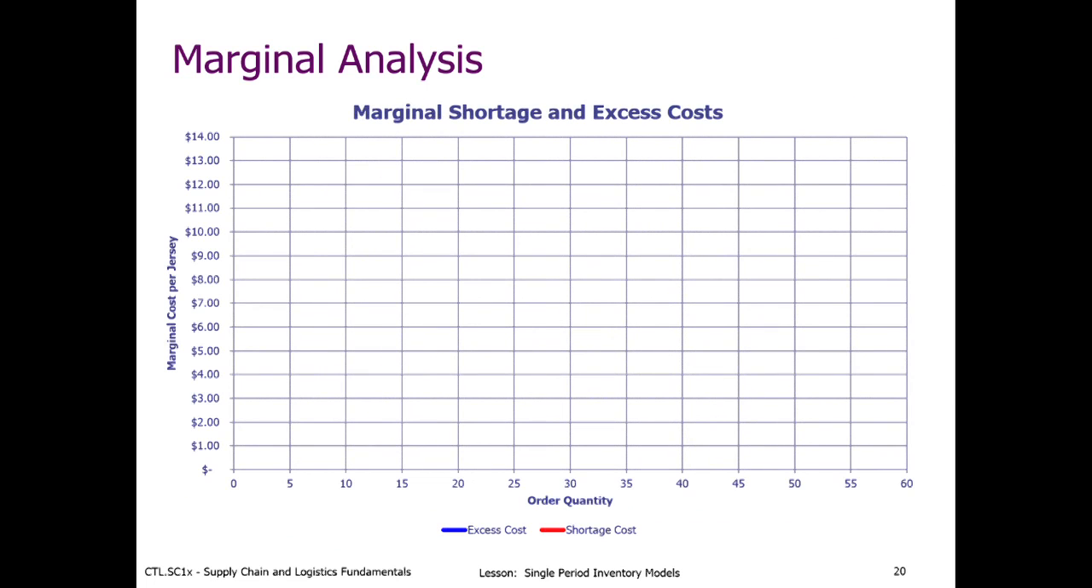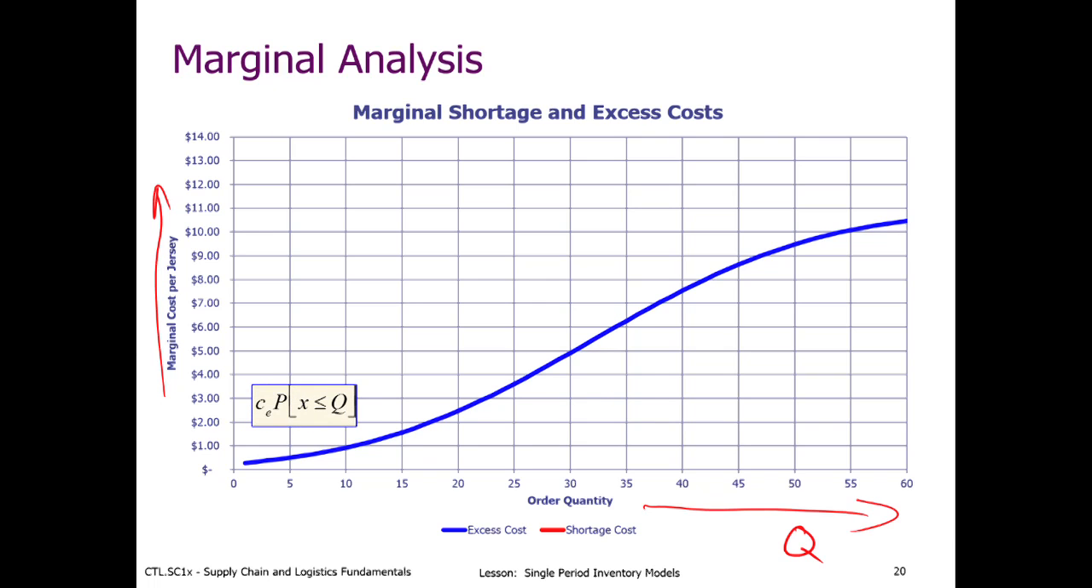So let's look at this in terms of the marginal cost. What I have here is a chart. Again, the horizontal axis is the Q, and this is the marginal cost per jersey on the vertical axis. If I look at this blue line, which is the excess cost, this is the marginal cost for being excess. So if I only order 10, and remember my distribution here was normal with a mean demand of 32 and a standard deviation of 11, in units of thousands, so 32,000 units with a standard deviation of 11,000.